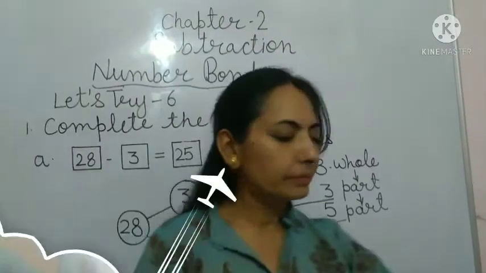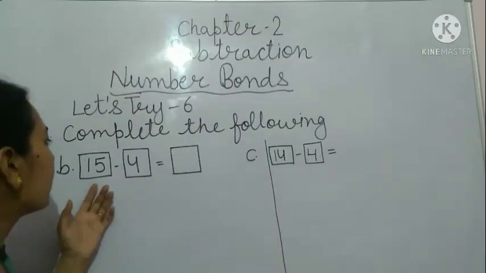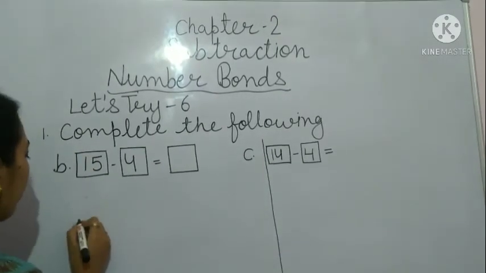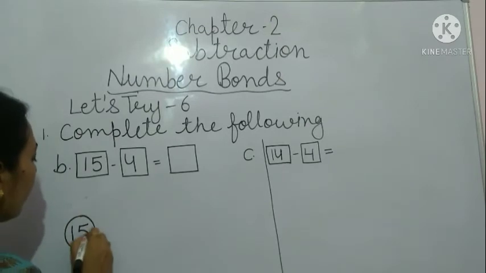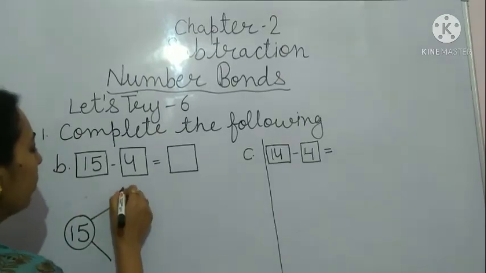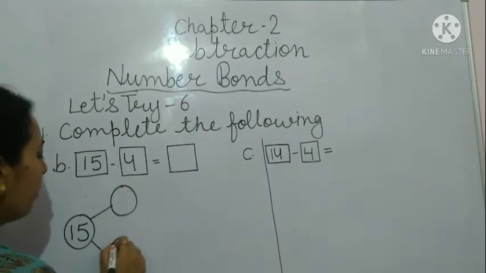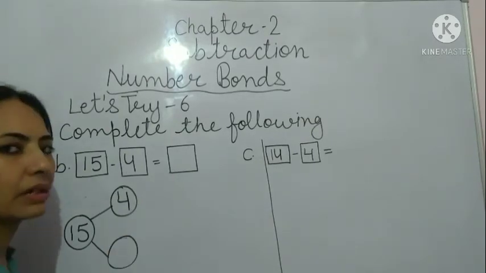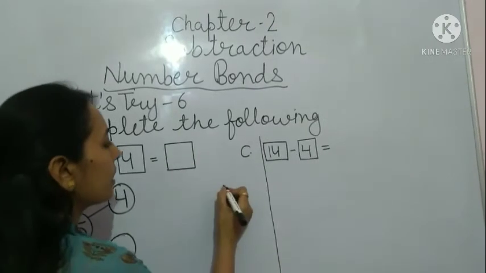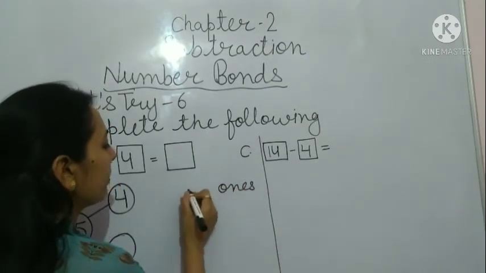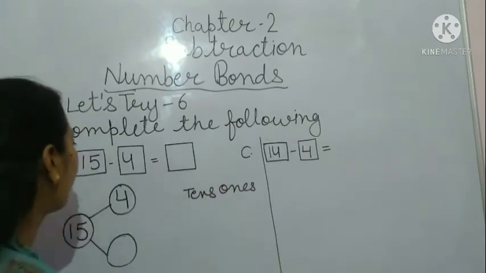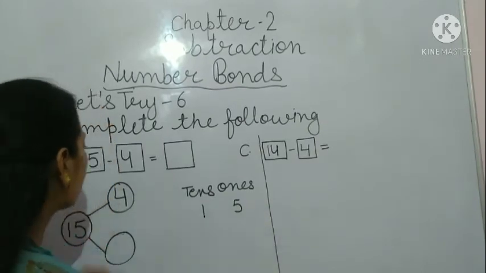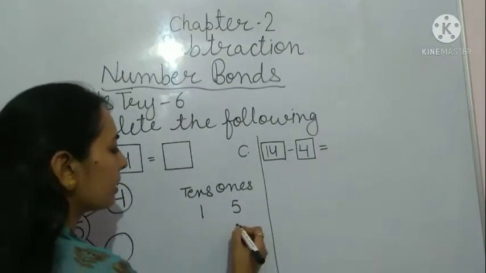Now next question, so question number B, and at question number B we have 15 and we have to minus 4 from 15. So we will just make a number bond for it. So first we will write the whole number. Whole is 15, and we know only one part, that is 4 here, and we have to find out our next part. So we will make it ones and tens. First we will write the greater number here. So we have 1 ten and 5 ones, and we have 4 ones.